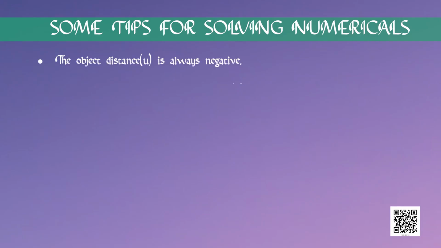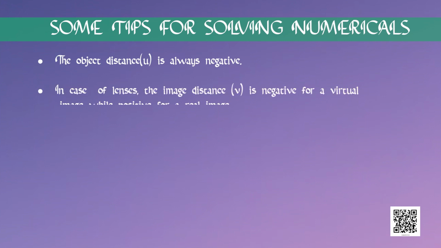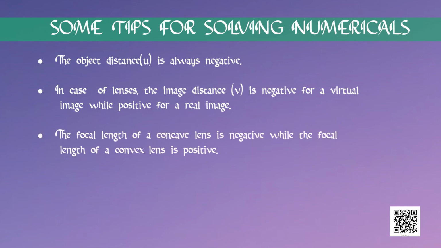Now it's time for us to solve certain numerical problems relating to lens formula and magnification. But before that, here are some tips for solving numericals. The object distance u is always negative. In case of lenses, the image distance v is negative for a virtual image, while positive for a real image. The focal length of a concave lens is negative, while the focal length of a convex lens is positive.